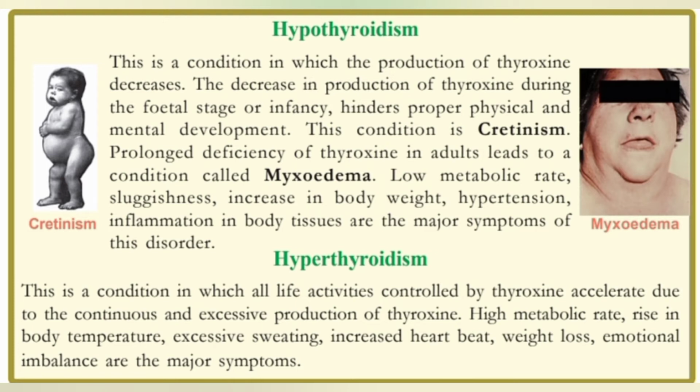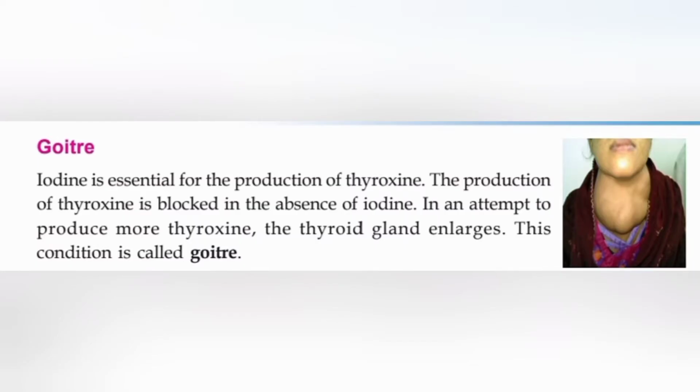Hyper means high level. This is a condition in which all life activities controlled by thyroxin accelerate due to the continuous and excessive production of thyroxin. As a result, life activities are accelerated, or increase in speed. High metabolic rate, rise in body temperature, excessive sweating, increased heartbeat, weight loss, and emotional imbalances occur. These are the major symptoms of persons having hyperthyroidism.